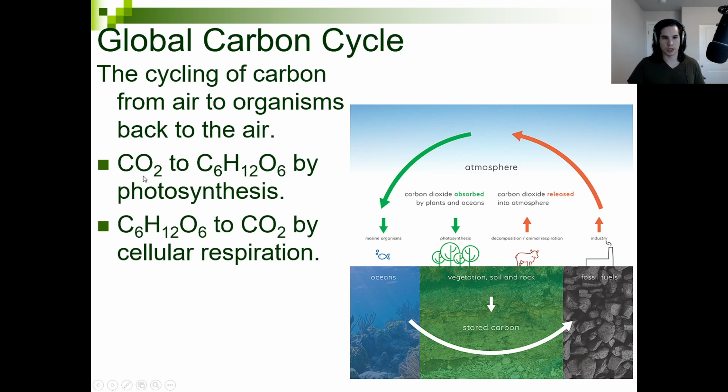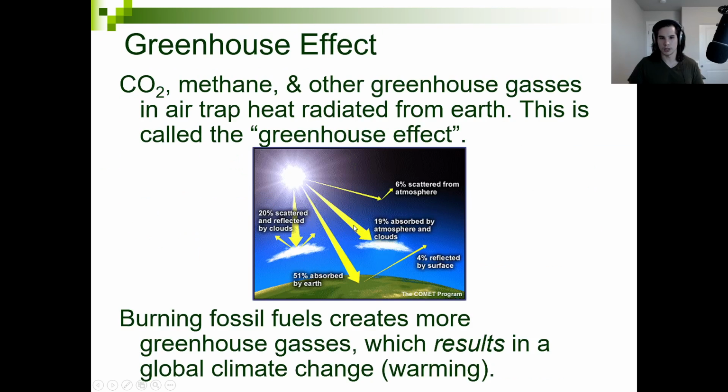The carbon cycle is just explaining how carbon is transferred from organism to organism, or from area to area. You've got CO2 to sugars through photosynthesis, so that's carbon fixing. And then through us, we conduct a lot of cellular respiration. We take those sugars and break them into CO2 and release that into the environment. I think this is the final bit of terminology here: the greenhouse effect. Things like CO2, methane, and other greenhouse gases trap heat radiated from Earth. This is called the greenhouse effect.